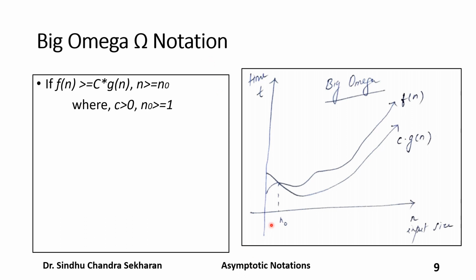So, big omega notation. We have the x-axis, which is n, the number of inputs, and the y-axis is time. Consider there is a function f(n), which is the rate of growth based on the inputs and time. You have f(n) growing at a particular pace. Now, if f(n) is always greater than or equal to c·g(n), where n is greater than or equal to n0, where n0 is greater than or equal to 1, and c is a value greater than 0, then you can say that f(n) is big omega of g(n).